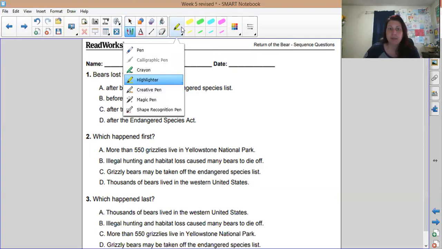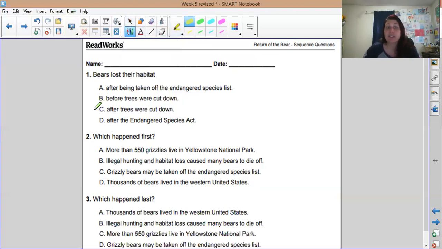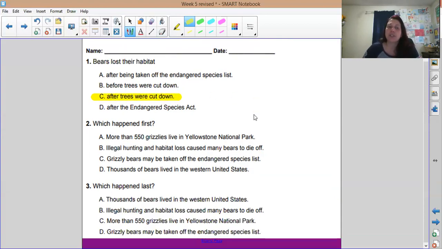I am going to help you out with it. I'm not going to make you do it on your own. If you said after the trees were cut down, you are correct. After the trees were cut down, it left less space for them. You know, that'd be like a lot of people coming into your house and taking beds out of your house. Where are you going to sleep? There's less space for you to sleep, right? You can sleep on the floor, but it's uncomfortable.